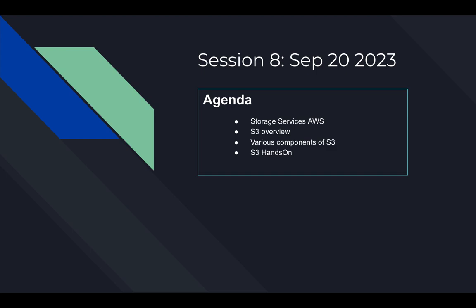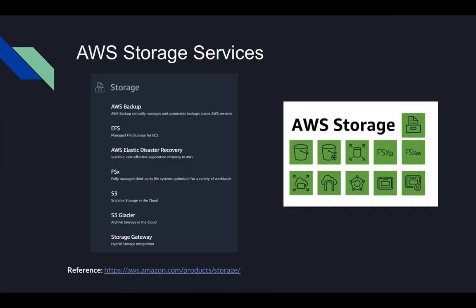But before that, let's have some theoretical understanding of what this S3 is and what the multiple storage services available are. So coming back to the AWS storage services, on AWS we have different storage services like AWS Backup, EFS, Elastic Disaster Recovery, FSx, S3, S3 Glacier, and Storage Gateway. So these are the storage services out in AWS as of today. This can grow over time as AWS develops its storage services. You can get into the AWS console and start typing storage, and you can see all these services available.